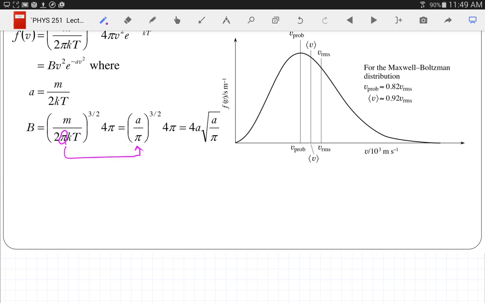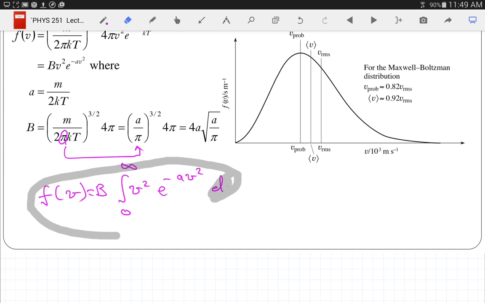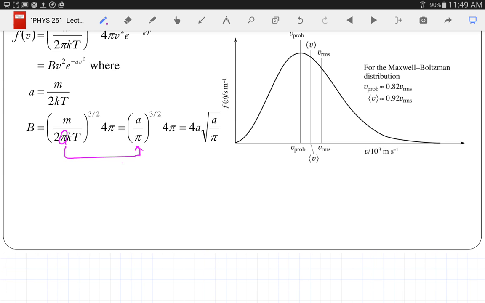So now that I've written this in its simplest form, we have f of v is equal to B integral from 0 to infinity v squared e to the minus a v squared. Oops, that was going a step ahead. I'll do that when I get to an integral. We now have simply that f of v is equal to B v squared e to the minus a v squared. That's what we have right now. So I simplified it out.